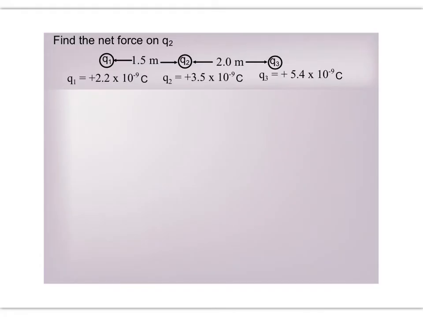All right, the next 2 examples have more than 2 charges involved. The first one: Q1, which is going to be a positive charge, Q2, which is going to be a positive charge, and Q3, which is going to be a positive charge. It says find the net force on Q2. So here's what I'm going to do first. I'm going to think about the forces acting on Q2.